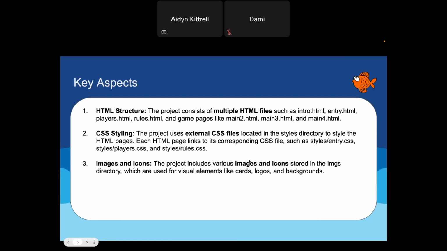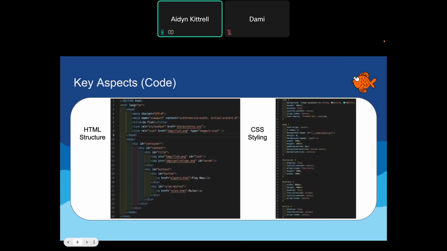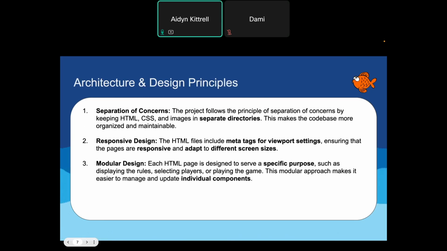Okay, so the key aspects of our project. We had an HTML structure, obviously, which just meant that our project consisted of multiple HTML files. We used CSS styling through external style sheets. And then we also had folders for our images and icons. And then here's just some code showing that off.